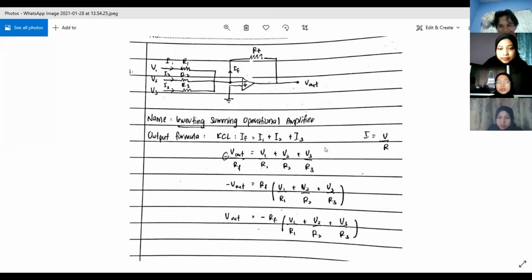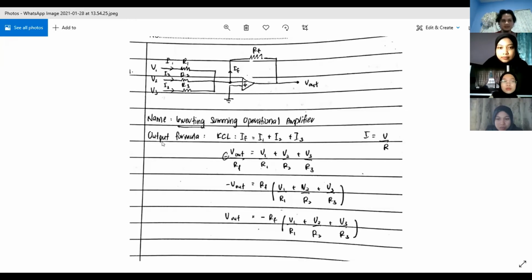Okay, so the first configuration is called inverting summing operational amplifier. This is because as you can see there are 3 resistors in the same circuit, so that is what we call summing operational amplifier. However, if you see clearly, both of these resistors are connected to the negative sign, so dia jadi inverting.